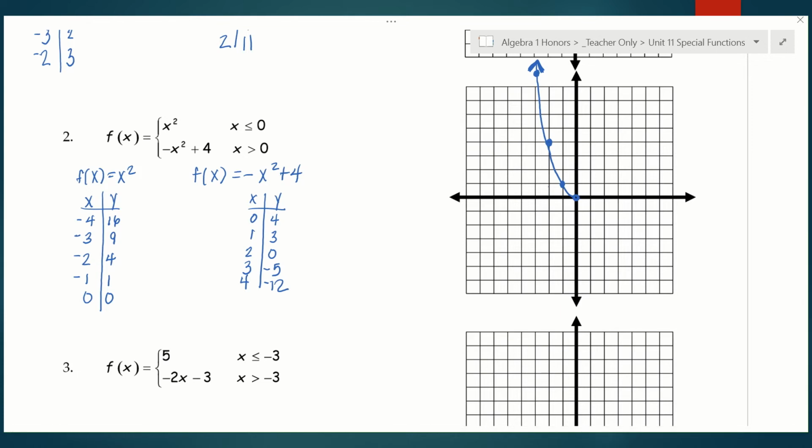Okay, now our other parabola, I'm going to plot 0, 4, but because it's greater than 0, I'm going to have that be an open circle. Okay, and then I'm going to go from there and include all of these points.